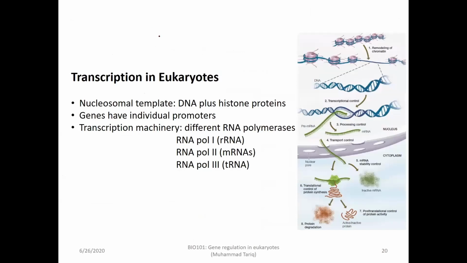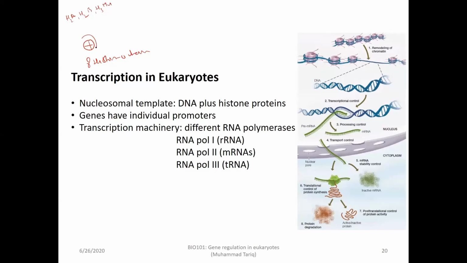So transcription in eukaryotes. DNA is wrapped around histone proteins. There are 8 histone proteins, which we call the histone octamer, and there are 2 molecules of each. So there are 4 different kinds of histones: H2A, H2B, H3, H4. And 2 molecules of each make this histone octamer.